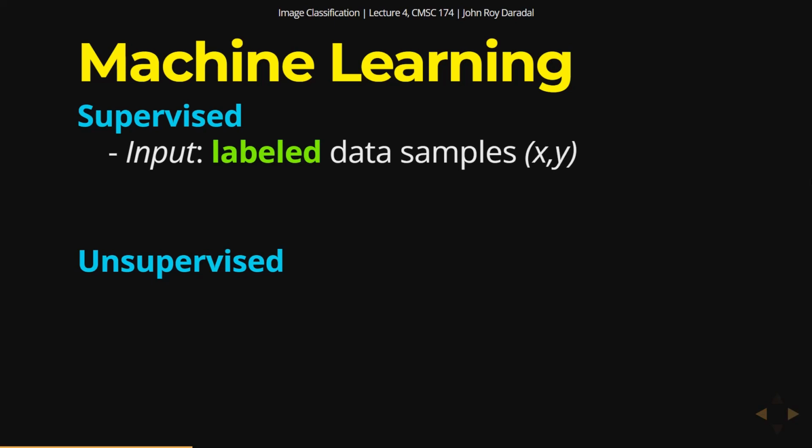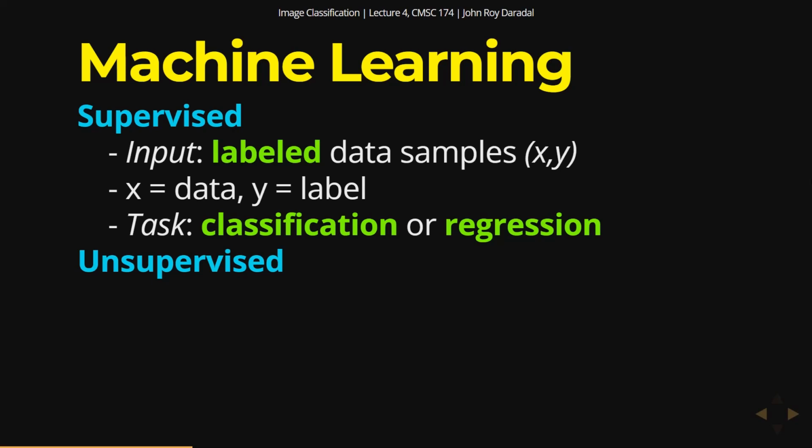So you have the pair X and Y, wherein X is the data and Y is the label. That means that all of your data samples have a corresponding label or answer. And for supervised learning, we usually have two tasks, which is classification. This is where image classification comes in, and the other one is regression.